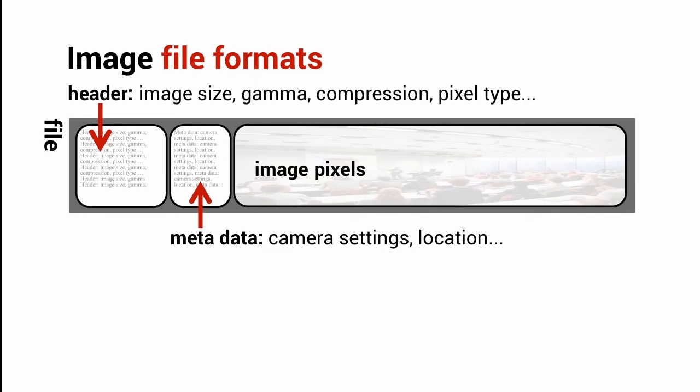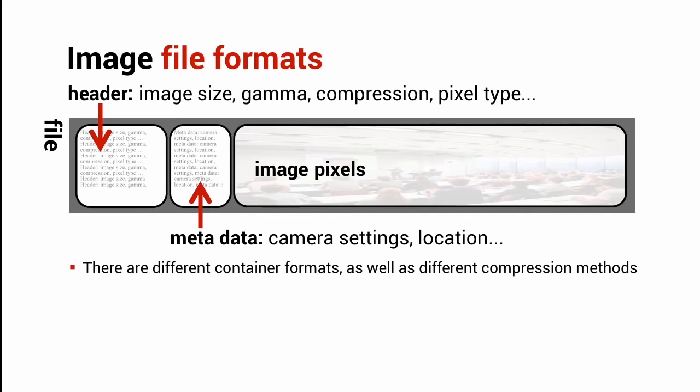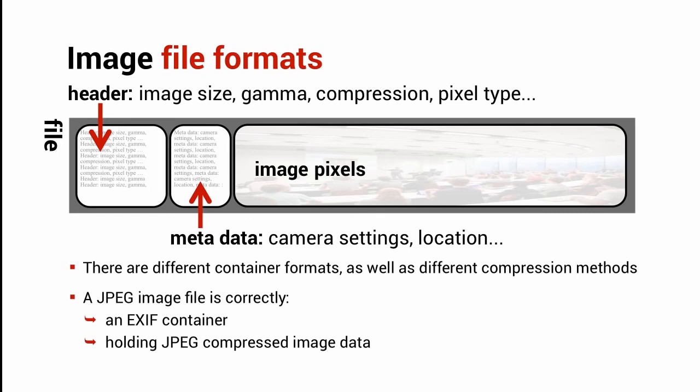compressed or not compressed. So when we talk about image file format, we need to actually talk about two things. We need to talk about the particular container that holds this information, and there are different types of containers, and we also need to talk about the different compression methods which are applied to the image pixel data. So when we commonly talk about a JPEG file, a JPEG format file, correctly we should be saying that this is an EXIF container that holds JPEG compressed image data.